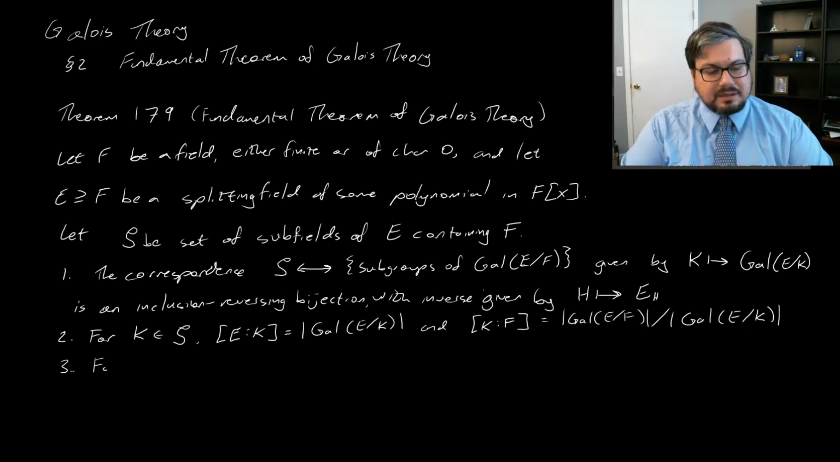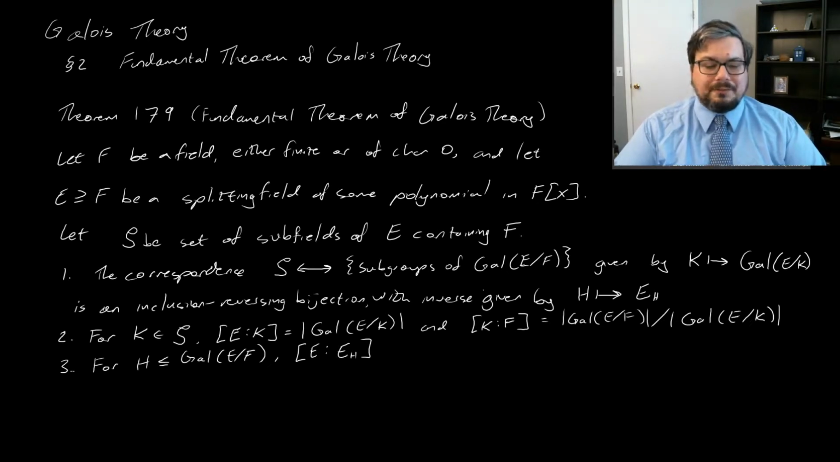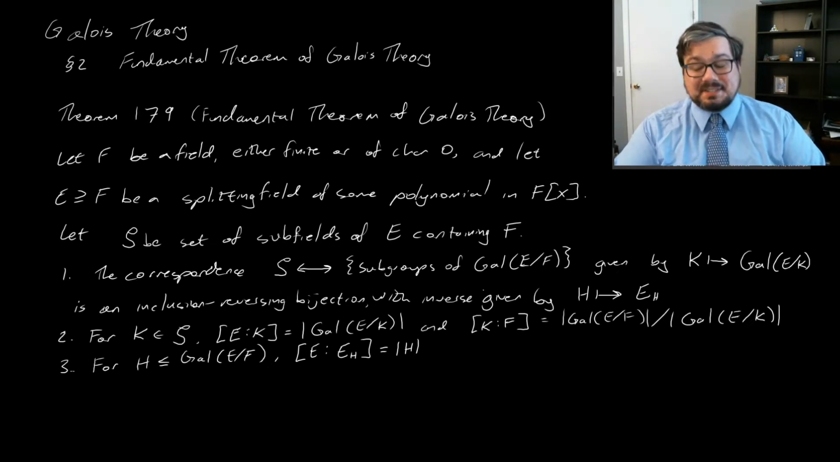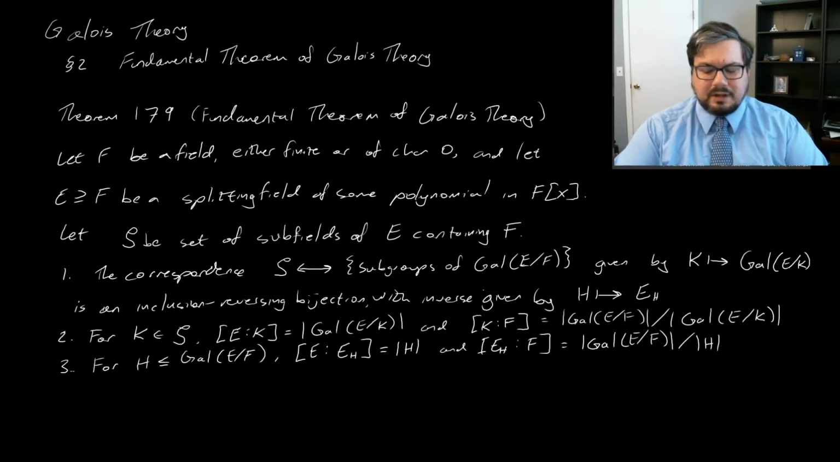Number 3 says something similar. For any H, a subgroup of the Galois group of E over F, we have that if we look at the order of the field extension of E over the fixed field of H, this is the same as the size of H, and we have that the order of the field extension of the fixed field of H over F is equal to the size of the Galois group of E over F divided by the order of H.